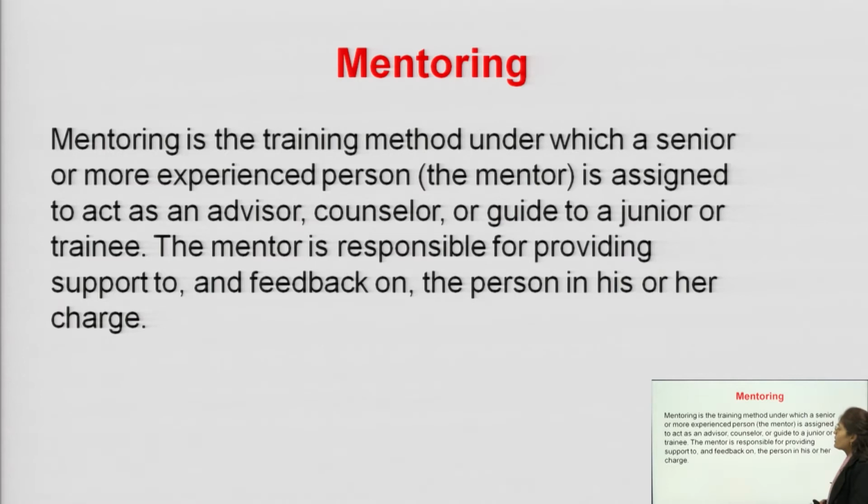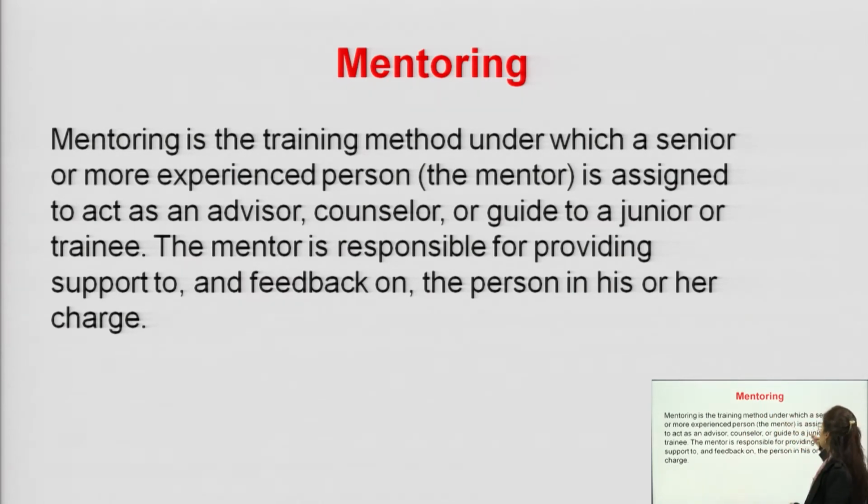Next is mentoring. Mentoring is a training method in which a very experienced or senior person gives training to the trainee, giving just a direction. In mentoring, the mentor never tells all the nitty-gritty things to the trainee. The mentor acts as a guide or counselor, gives the direction, and the rest of the things the trainee has to do. This kind of method is known as mentoring.